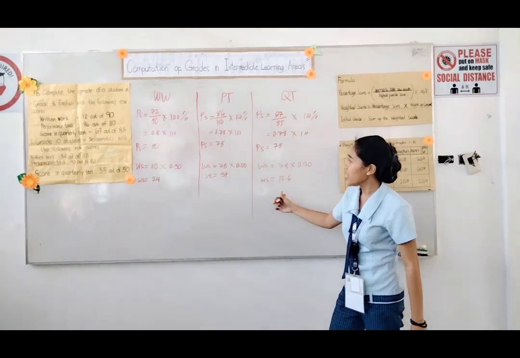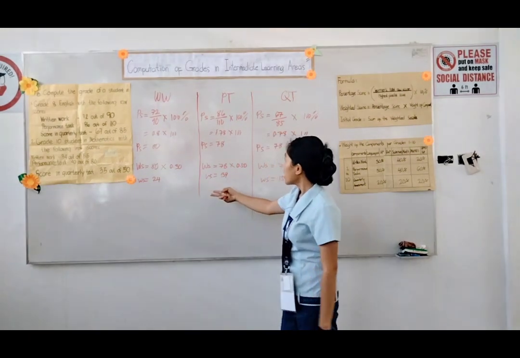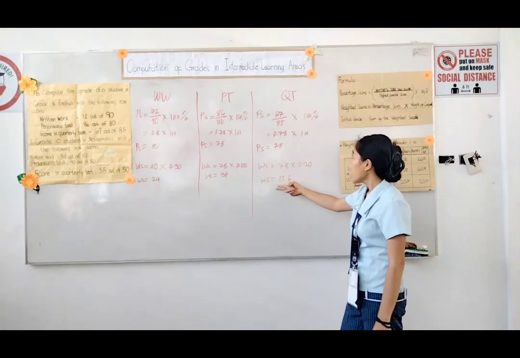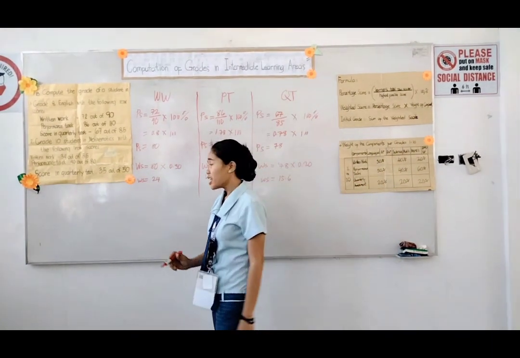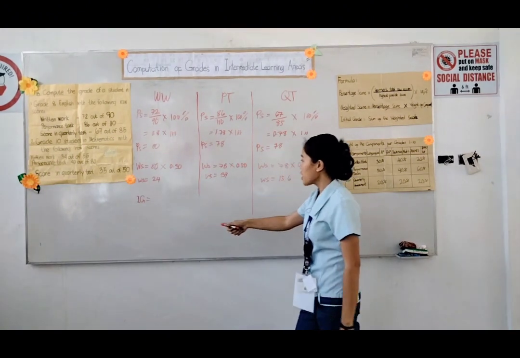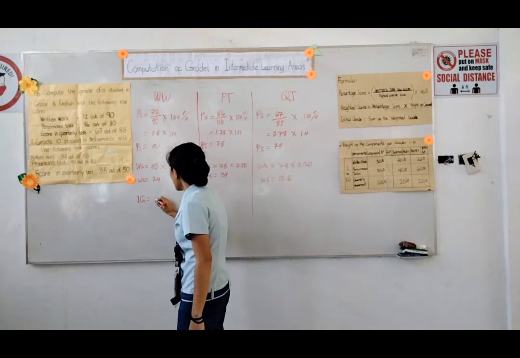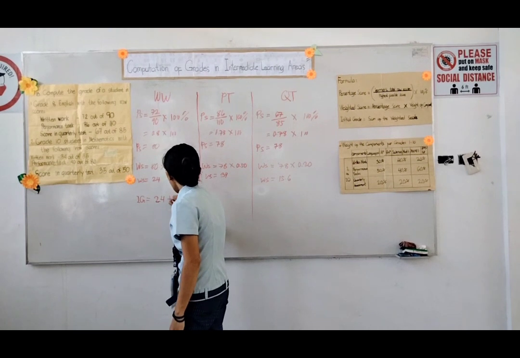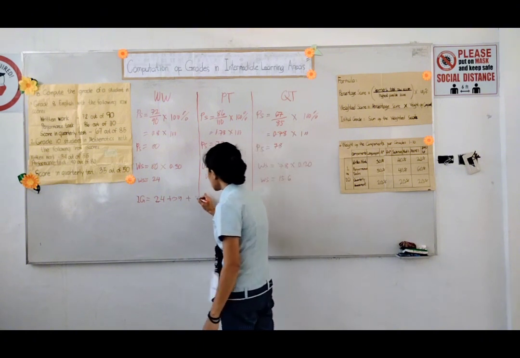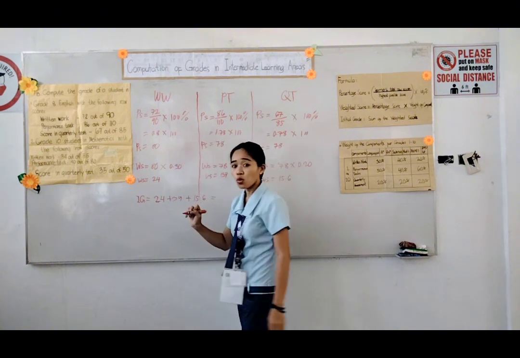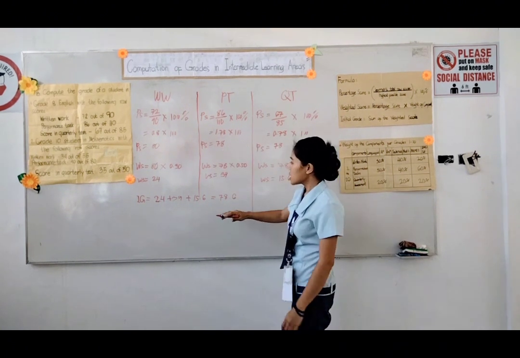So we now have the weighted score of the written work, which is 24, in performance task 39, and in quarterly test 15.6. Now we have to get the initial grade. To get the initial grade, we take the sum of the weighted scores, which is 24 plus 39 plus 15.6, equal to 78.6. So this is the initial grade.